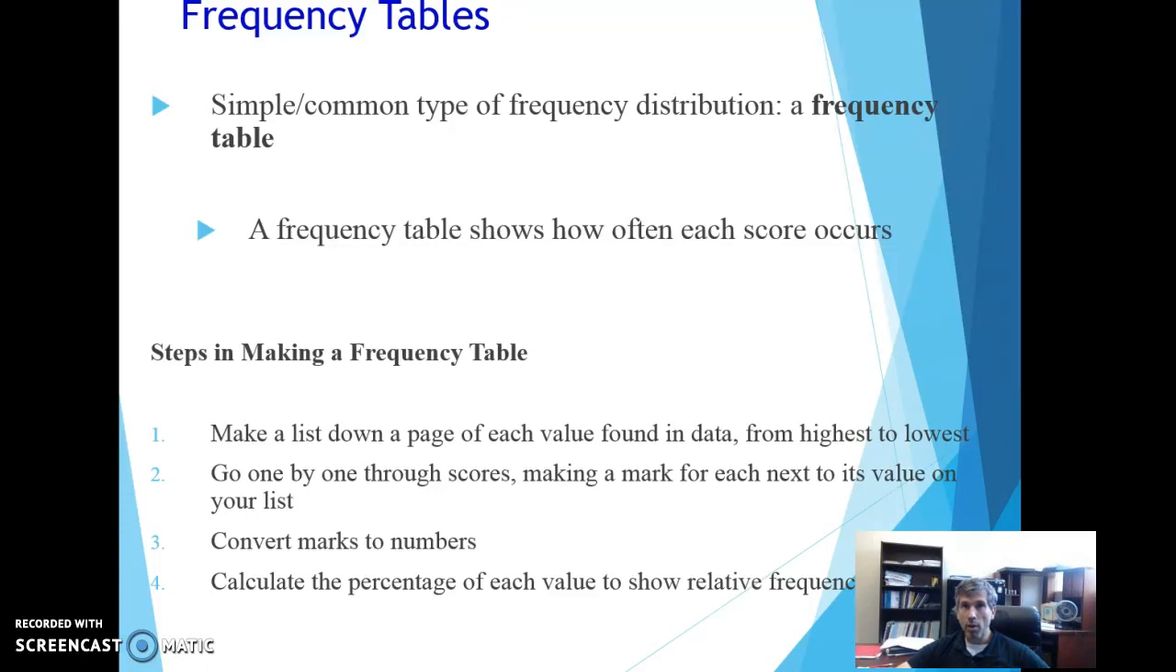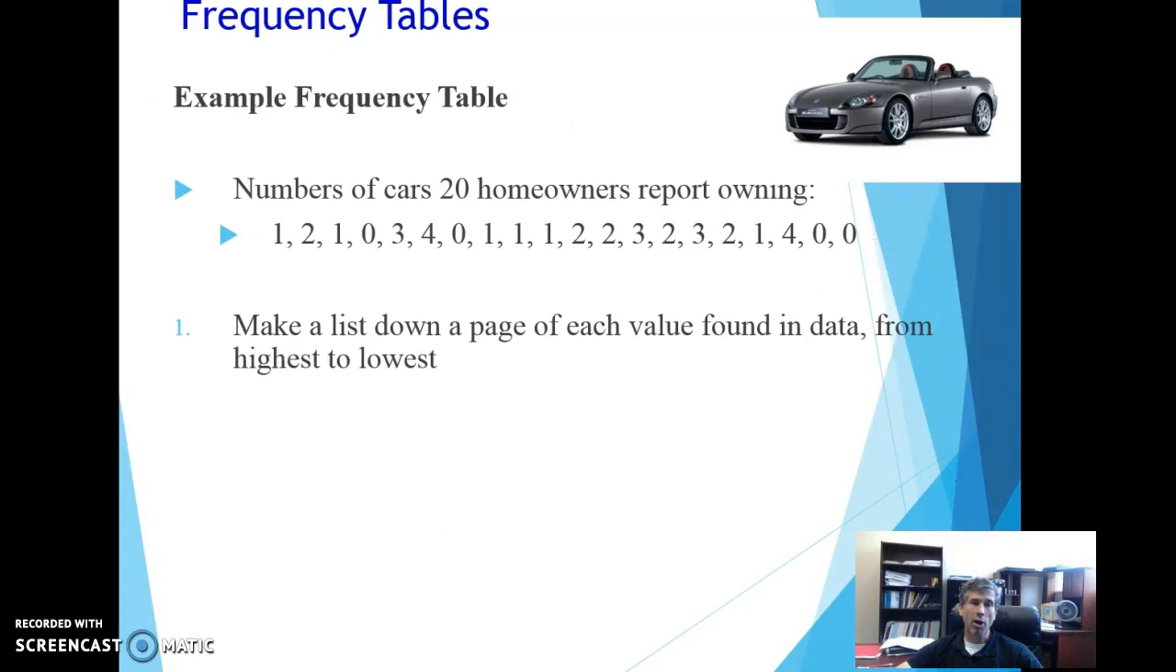We take the total number of scores that have a specific value, we divide it by the total number of scores in the data set, and that shows what's called relative frequency. What percentage of the total data set fell under this value? So let's see what that looks like with our car data set here.